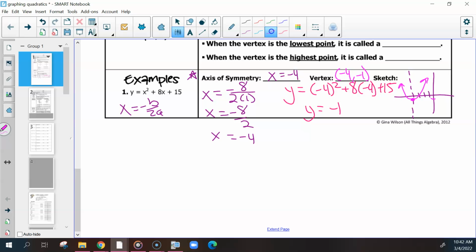This is a very rough sketch. Why is it? Because the value in front of x squared is positive. Oh, right. Okay. Have a good one.